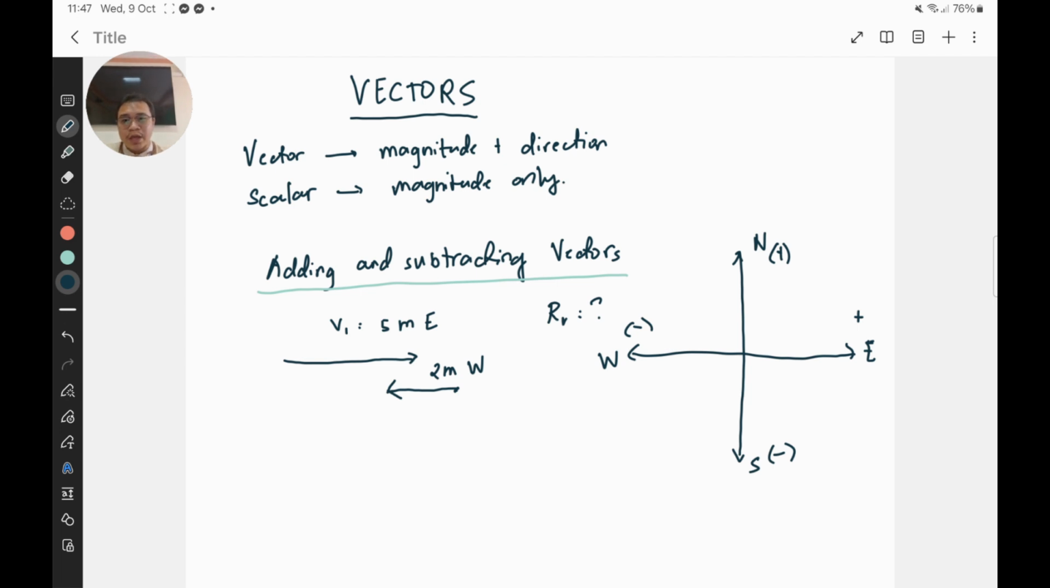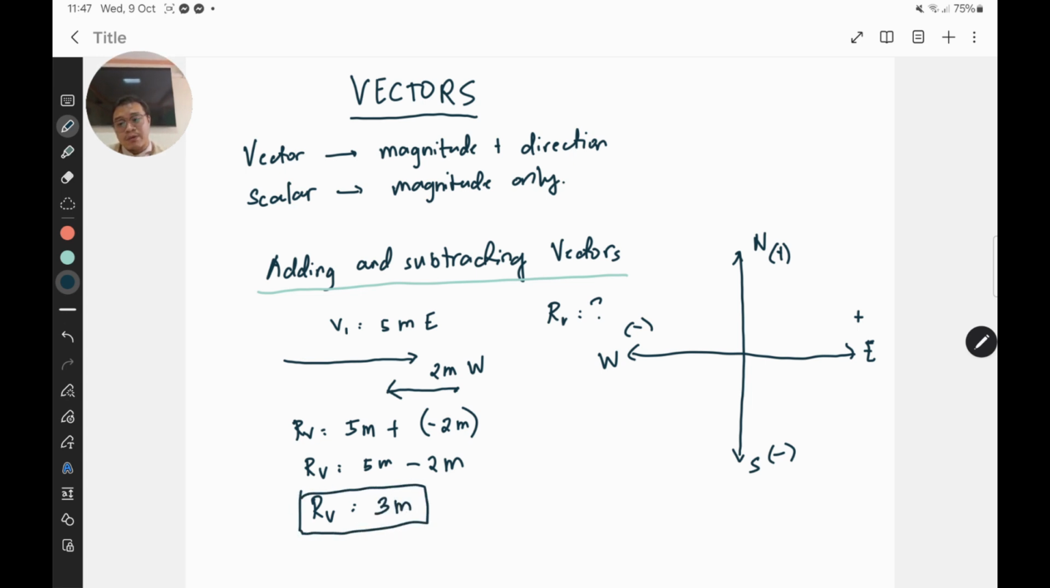For example, in this case, I have here the resultant vector is 5 meters plus, but 2 meters is pointing to the west, so I have here to write negative 2 meters. So therefore, this is the same as writing 5 meters plus, sorry, it's not plus, but minus, okay? Minus 2 meters. So therefore, our resultant vector here would be around 3 meters.